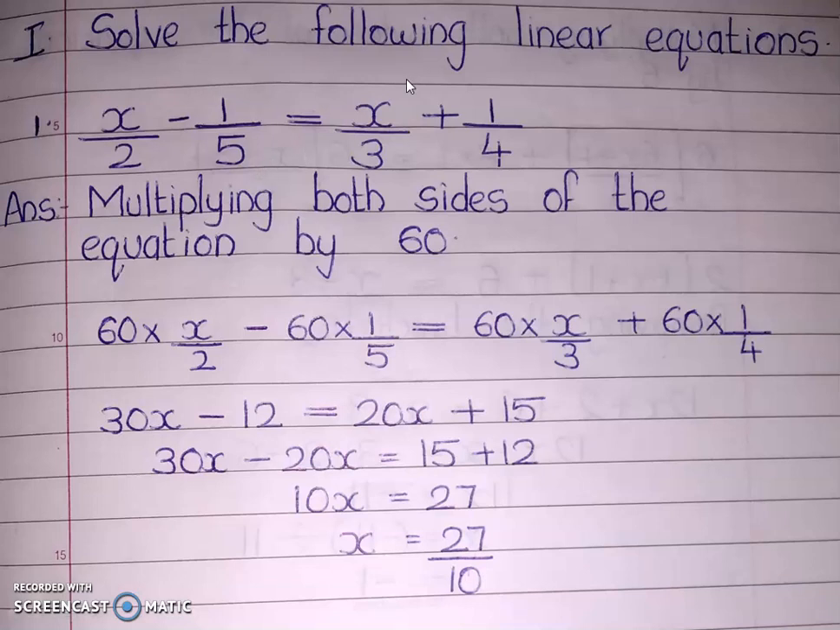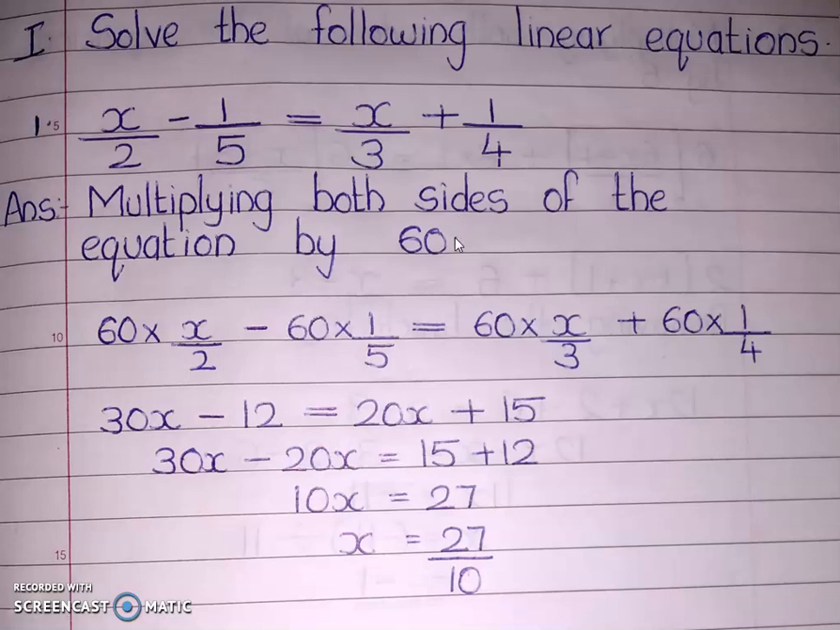Similarly, x by 3 is the first term on the right hand side and positive 1 by 4 is the second term on the right hand side. Now, multiplying both sides of the equation by 60.